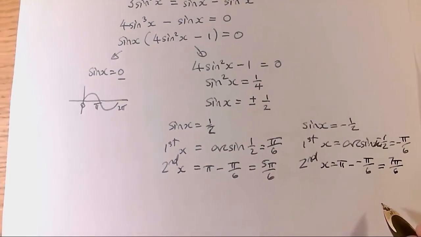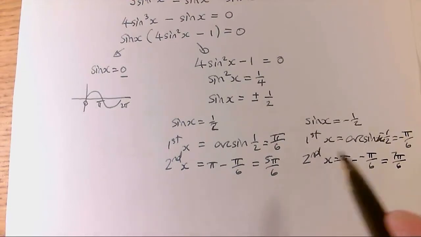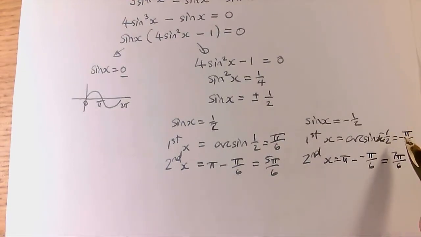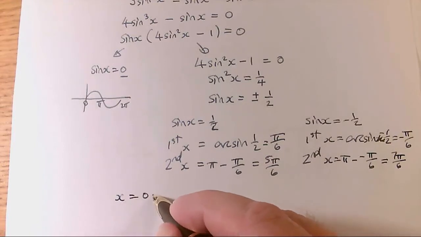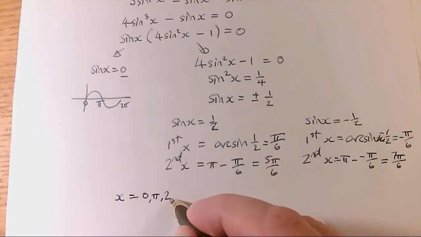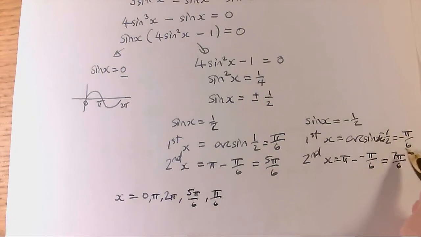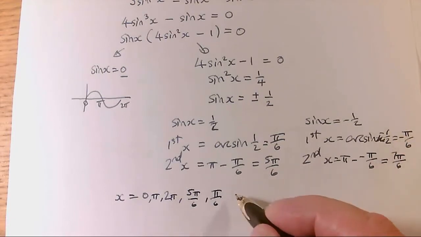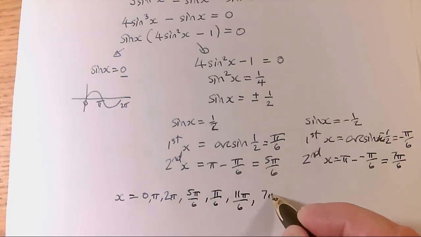Okay, and now I'm going to summarize all my solutions. The only 2 pi repeat I need to worry about is a 2 pi repeat of that. Consider 2 pi repeats of everything else you get outside the interval. So all my values of x are 0, pi, 2 pi, 5 pi by 6, pi by 6, minus pi by 6, when I add 2 pi to it, actually gives me plus 11 pi by 6. And I've got 7 pi by 6.